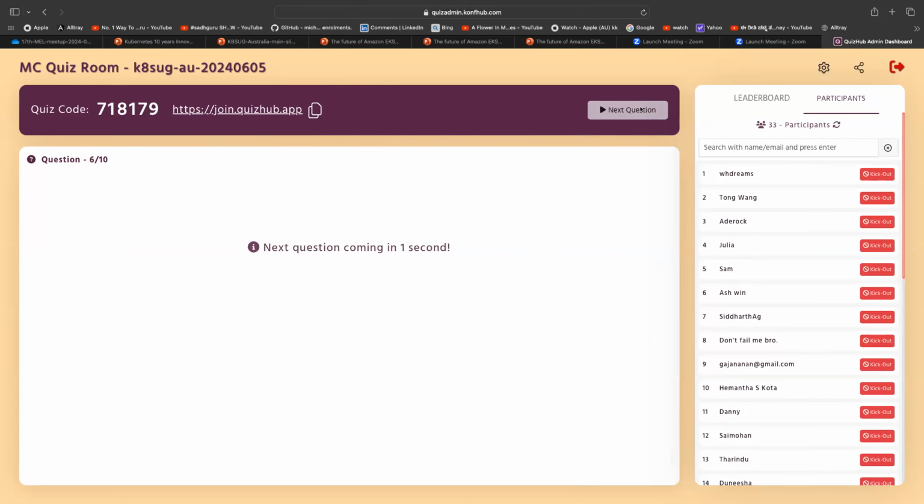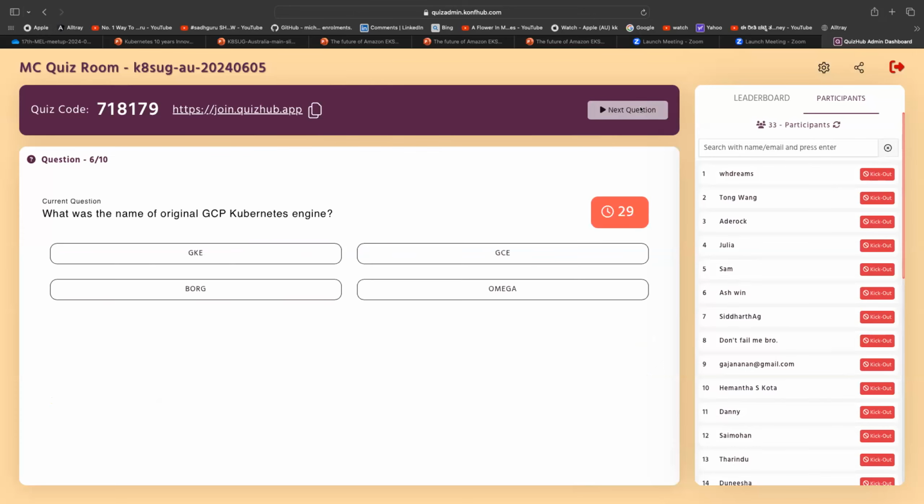Next up, the second topic's questions. What was the name of the original GCP Kubernetes engine? Was it GKE, GC, Borg, or Omega?